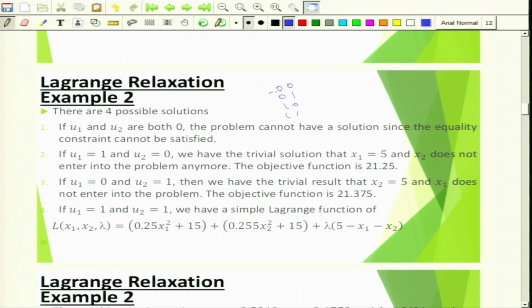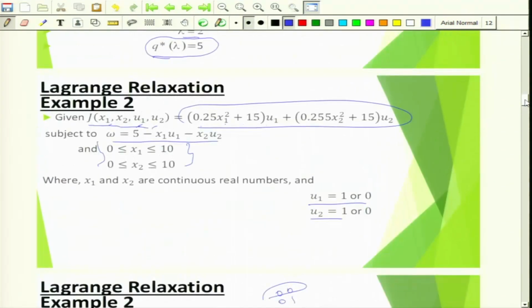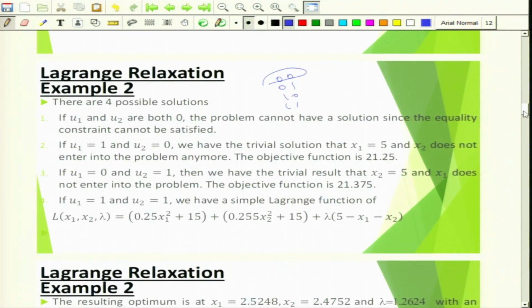Let us say u1 and u2 are both 0, right? Then the problem cannot have a solution, since the equality constraint cannot be satisfied. You go to the previous one. If u1 and u2 are 0, then omega is equal to 5, so that is not a feasible approach. If u1 is equal to 1 and u2 is equal to 0, we have the trivial solution that x1 is equal to 5 and x2 does not enter into the problem anymore. The objective function is 21.25.